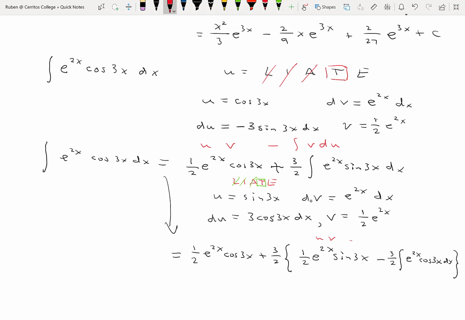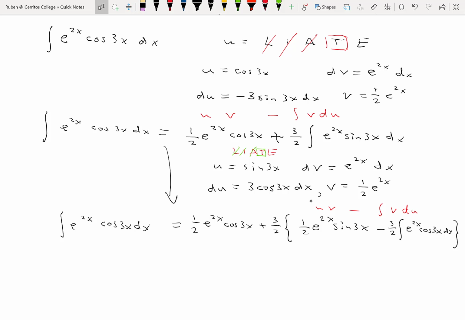Okay, and again, it looks like we got nowhere. In fact, look at that last integral on the right. It's the integral that we're starting out with. The integral we're looking at is the integral of e to the 2x cosine 3x. It's on both the left and right hand sides. So what do we do? Well, bring all the integrals to one side. That's the trick. They're both the same integral on the left and right, and they're not going to cancel out. We're not going to get 0 equals 0 or anything canceling out.